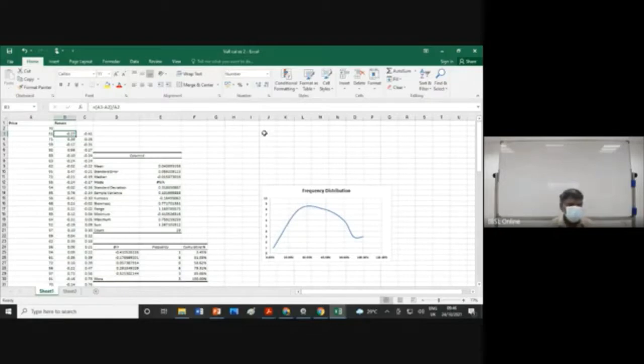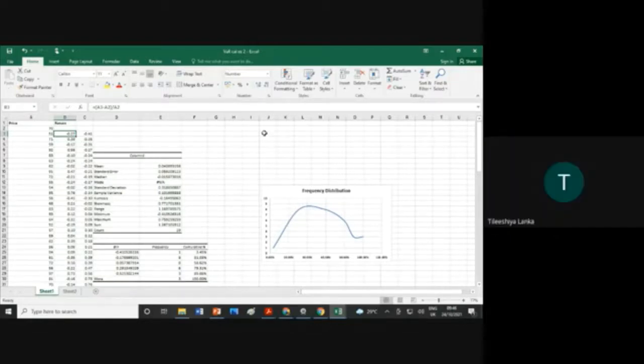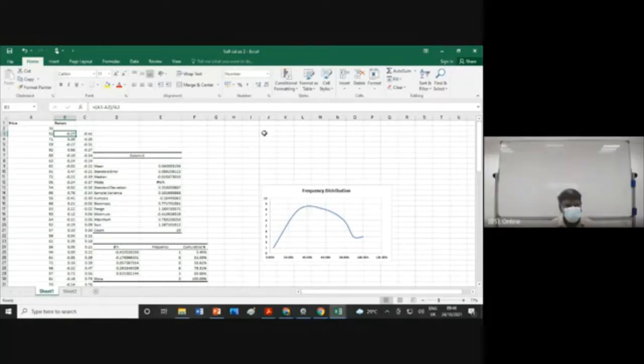Okay, done. Thank you. Everybody got the column B data? I have given the data, so these are the data you should get. If you don't get, please check, because you can't move on. If you get wrong data, then you can't do the rest of the things. So everybody should get this data.